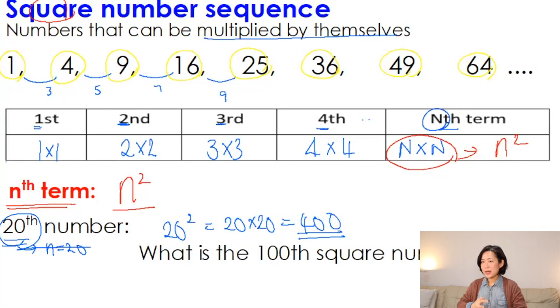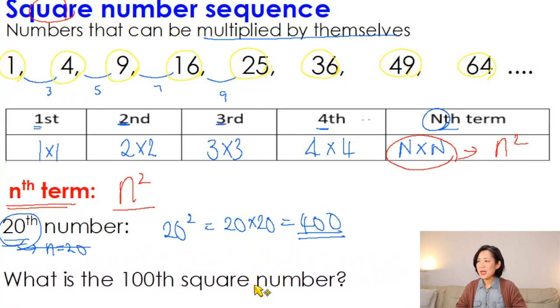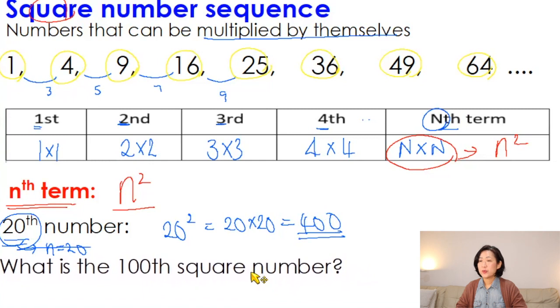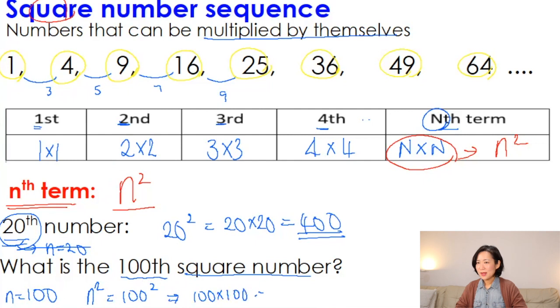Then, if I ask you a question like this, what is your 100th square number? Don't write down all the square numbers and count up to 100. We've got a formula: the square number sequence is n squared. Then for the 100th square number, that means your n equals 100. Then our formula n squared gives 100 times 100. That gives you 10,000, right? So 10,000 is the 100th square number.